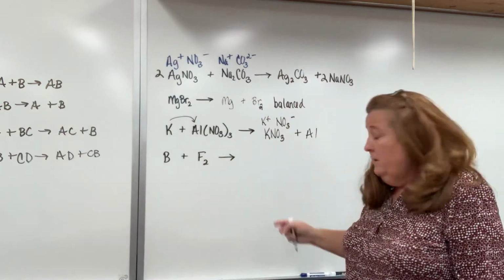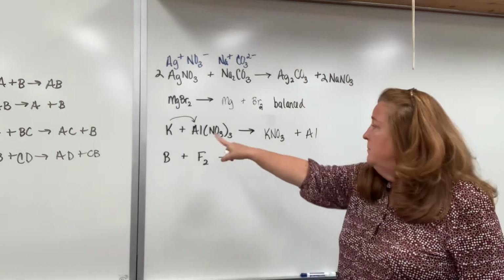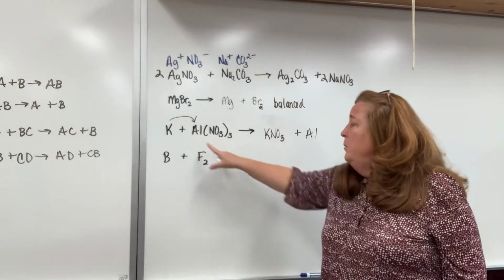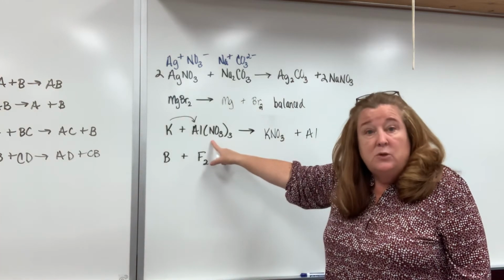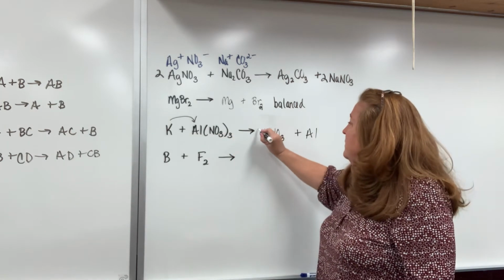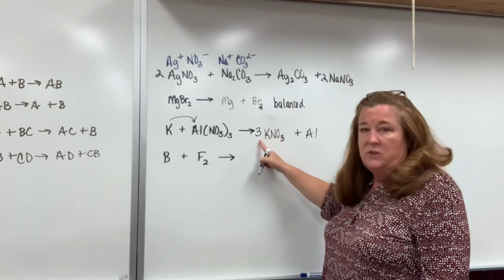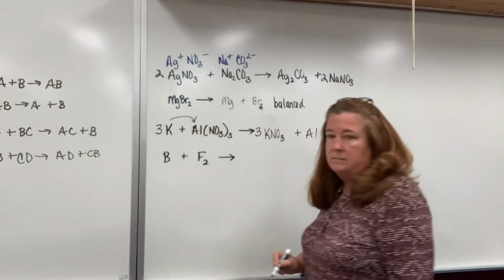And now we have to balance it. So when we try to balance this, we have 1 potassium and 1 potassium. We have 1 aluminum and 1 aluminum. The nitrate, the polyatomic ions, stay together, so you treat it as if it's one thing. Nitrate on this side, there's just 1 and there's 3 over here. So that means I have to put a 3 there as a coefficient. But then that's going to make 3 potassium, so I'm going to put 3 there as well.